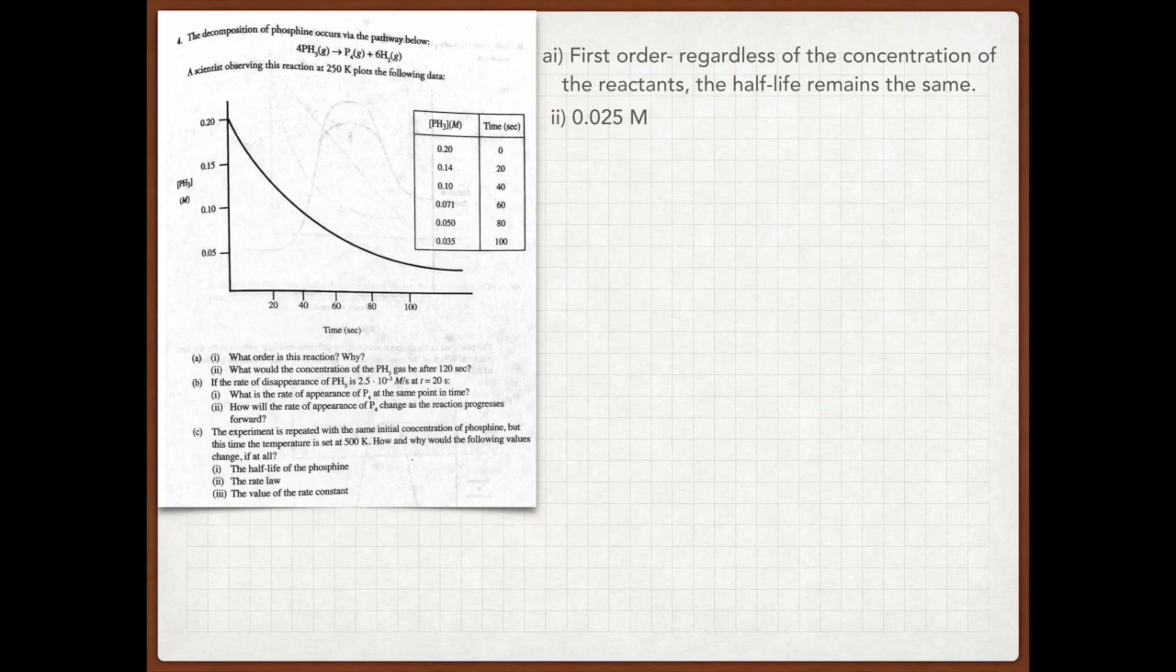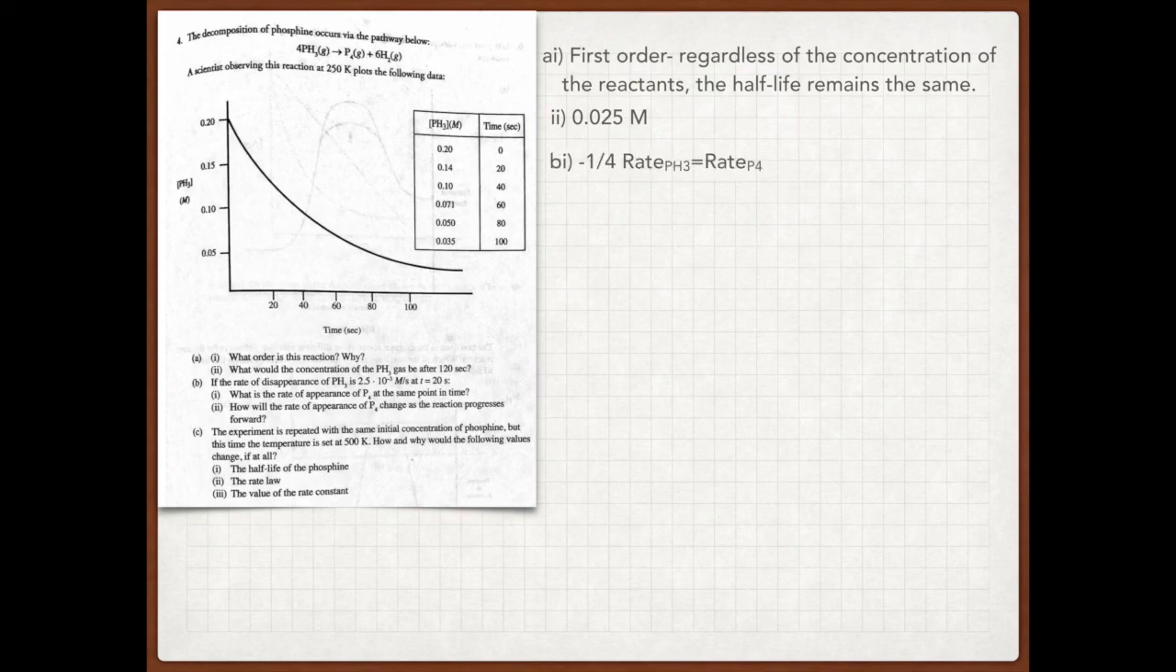Okay, so that's A-II. For B-I, it says if the rate of disappearance is 2.5 times 10 to the negative third at 20 seconds, what is the rate of appearance? So remember, we can relate the rate of disappearance and appearance within a reaction. I need to use my stoichiometry. So remember, it would be negative 1/4 times the rate of PH3 equals the rate of P4, which equals 1/6 the rate of H2. Okay, so in this case, I'm going to plug in what I know.